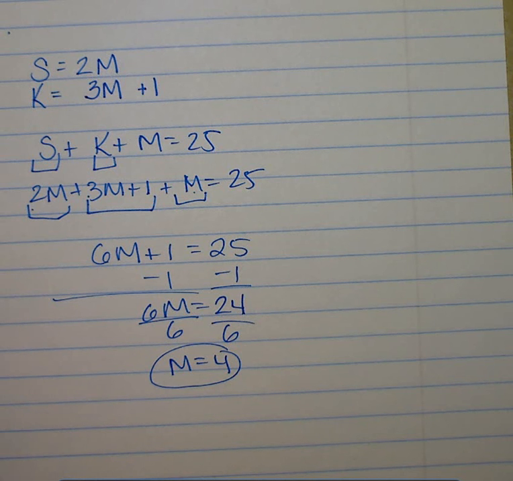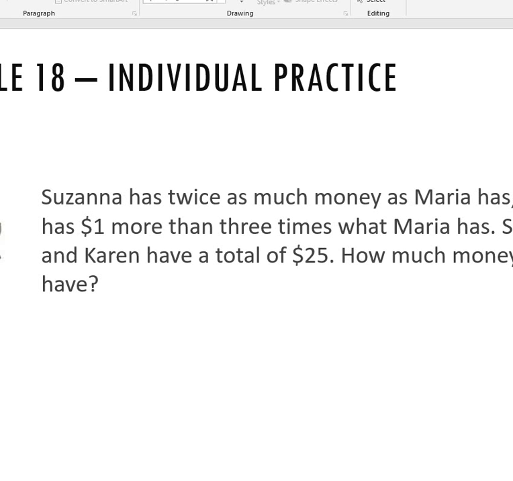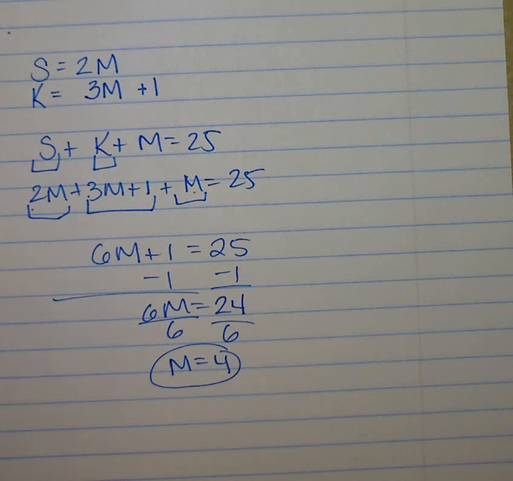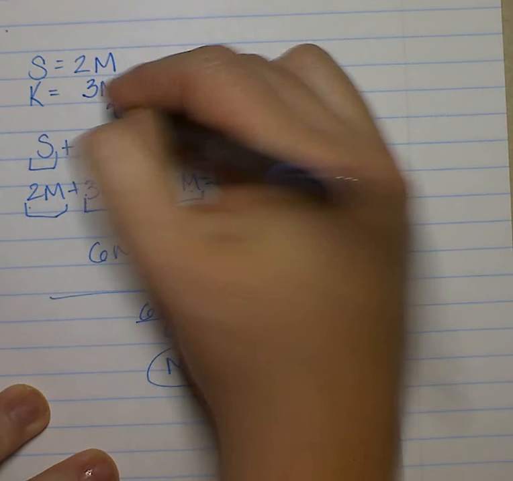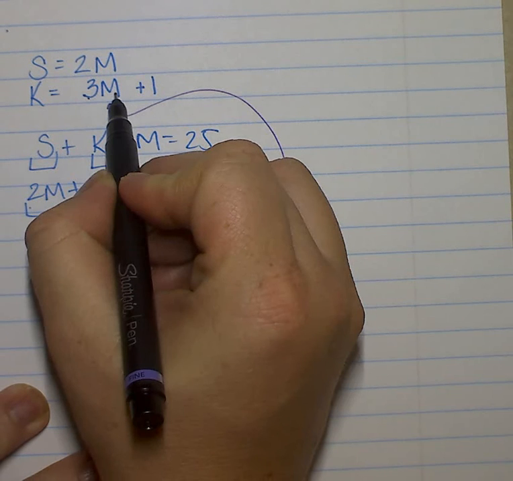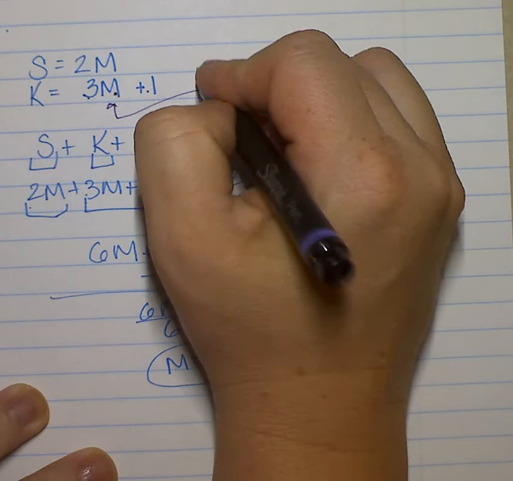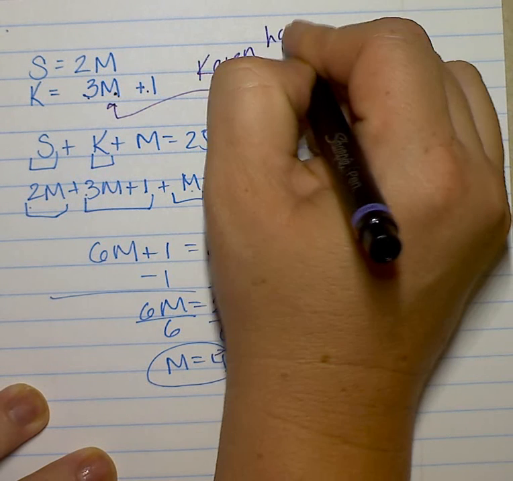If this was a quiz and you said the answer is 4, turn to your partner, why would you be wrong? Look up here. Why is the answer not 4? I did the math. I think my math is right, but why is the final answer not 4? The question says, how much money does Karen have? So we just solved for Maria. To find Karen, I plug back in 4. 3 times 4 is 12, plus 1 is 13. Karen has $13.